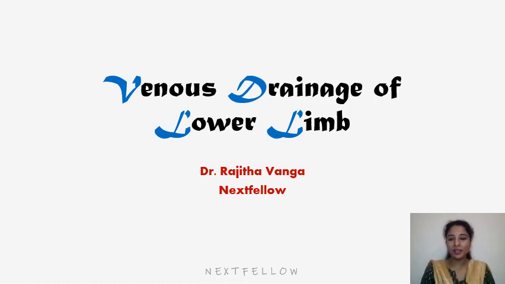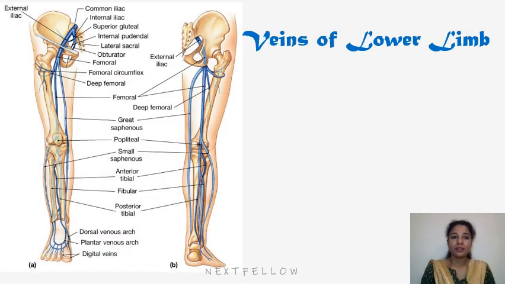Let's do a clinically very important topic, that is the venous drainage of lower limb, which is associated with the varicose veins of lower limb. So if you see the veins of lower limb, you can subdivide it as superficial veins and deep veins. Superficial group of veins are otherwise called subcutaneous veins, and deep group of veins. And connection between these superficial veins and deep group are called as perforating veins.